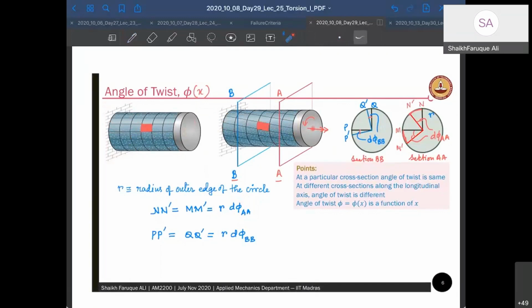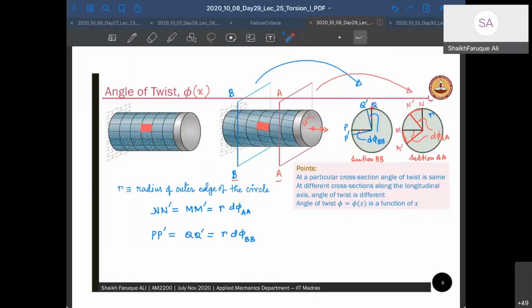Now look at only one of the cross sections that we have. That is a circular cross section, right? So I'm taking two cross sections here. One is the BB cross section and one is the AA cross section. The BB cross section is shown here, and the AA cross section is shown here. As you can see, BB is near to your fixed end, so it will have less twist, whereas AA is far away, so it will have more twist.